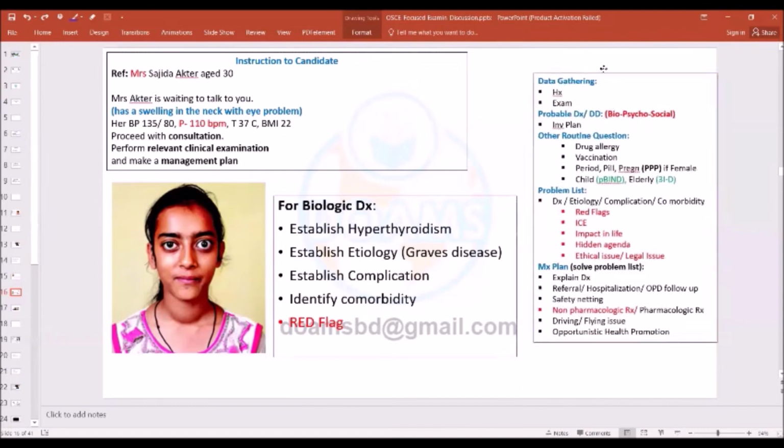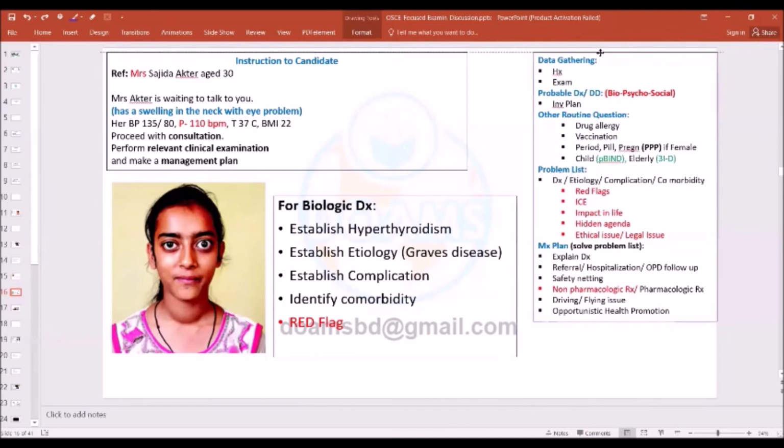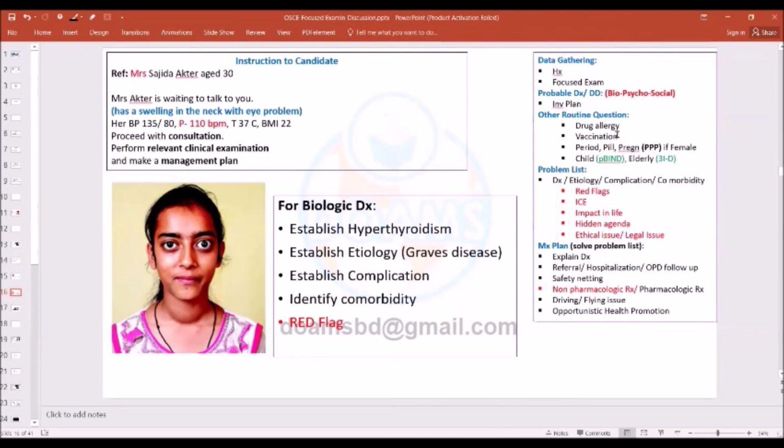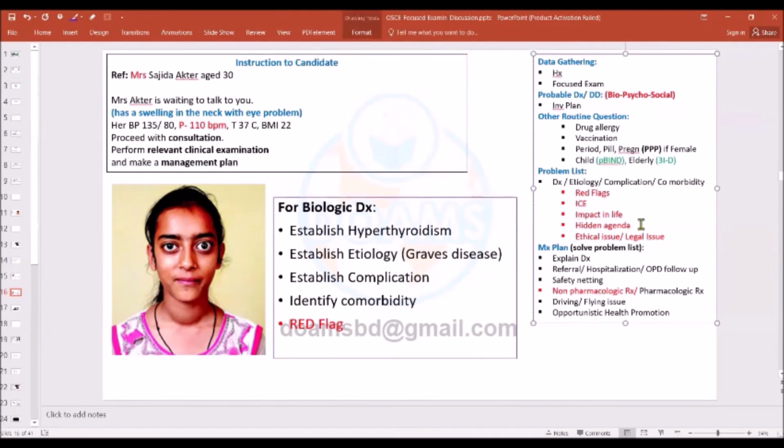Here in the down, you see on the right side. This is our developed device for you. This is the checklist. Actually, we are telling it is a focused examination. We corrected it in another slide, not here, doctor. So the other parts: drug allergy, vaccination. If it is a female, pill, pregnancy. It may not be directly relevant to your diagnosis, but it is a routine we have to complete. Impact in daily life, hidden agenda, okay, up to this.